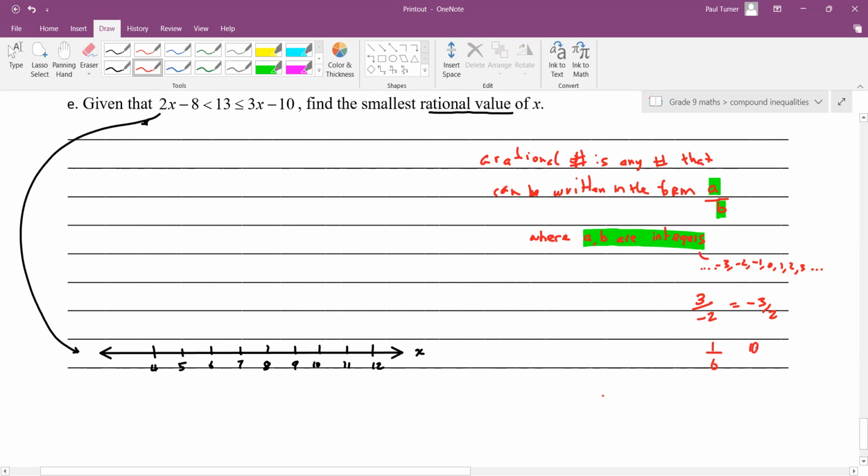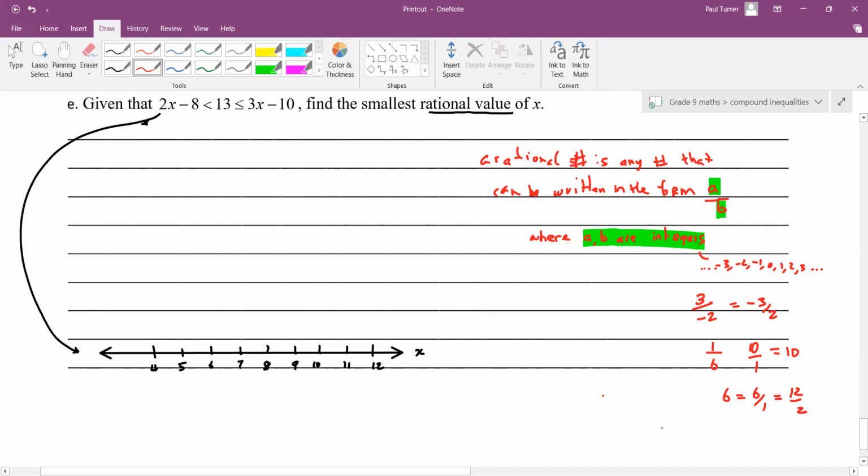You could have 10 because 10 is the same as 10 on 1, isn't it? So whole numbers are rational as well. You could have 6, which is 6 on 1, which is also 12 on 2, isn't it? So 6 is also rational. So any number you can write like a fraction of integers.